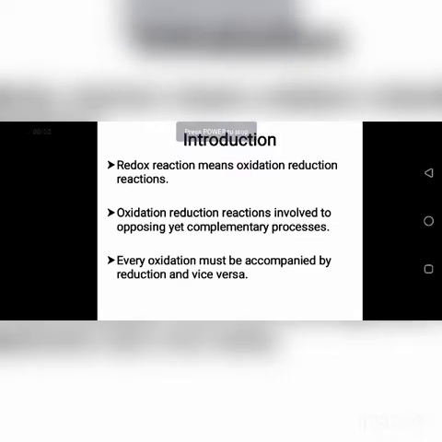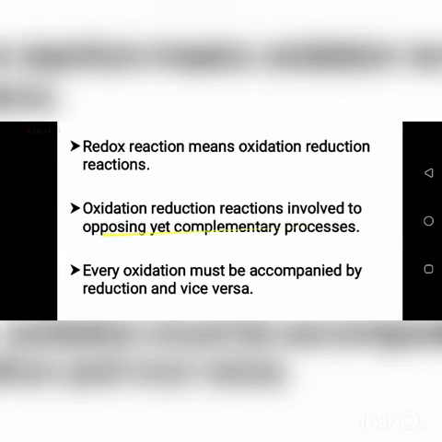So, introduction. We want to introduce the topic now, redox reaction. Redox is an acronym. The red there means reduction, while the ox there means oxidation. So, redox reaction means oxidation-reduction reaction. They are very important reactions in chemistry. Oxidation-reduction reactions involve two opposing yet complementary processes. There are two processes that must occur alongside each other. One cannot occur without the other. So they are complementary reactions. Every oxidation must be accompanied by reduction and vice versa.